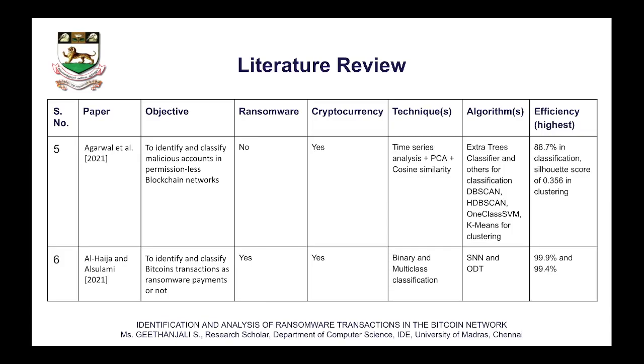In the final paper, the authors tried to identify and classify Bitcoin transactions as ransomware or not. They made use of SNN for binary classification, which is a shallow neural network, and ODT for multi-class classification. The SNN was able to achieve 99.9% accuracy in classifying the ransomware payments, and ODT, or optimized decision tree, achieved 99.4% in classifying multi-class problems.